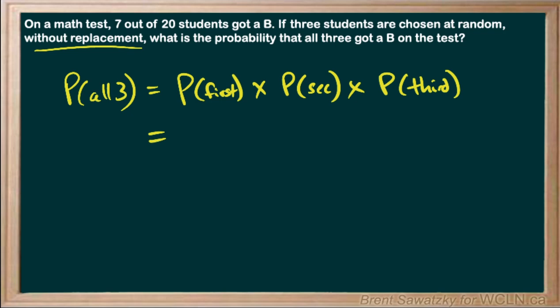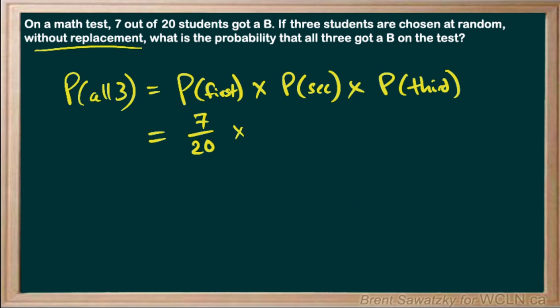So the first student that we're considering here, we haven't chosen anybody yet, so we know that the probability is 7 out of 20. There were 7 students who got a B, and there are 20 students total. Okay, that's out of the way.